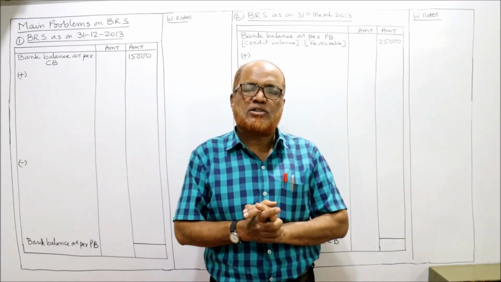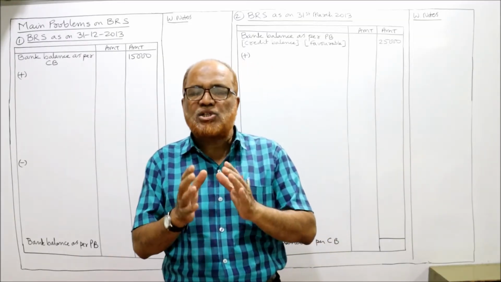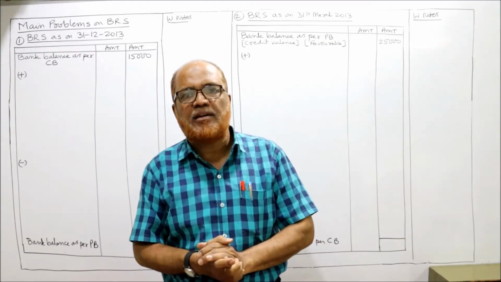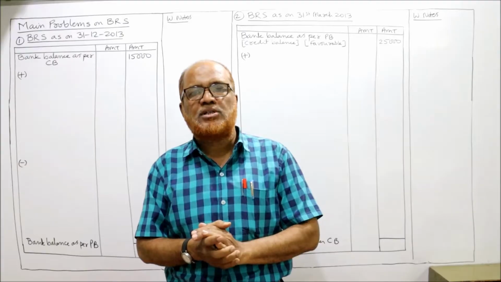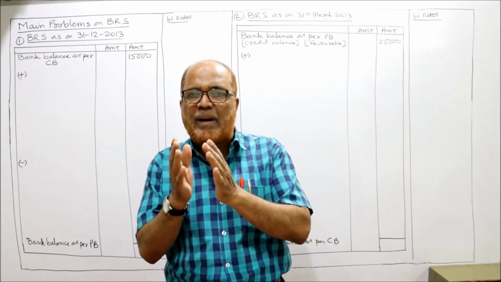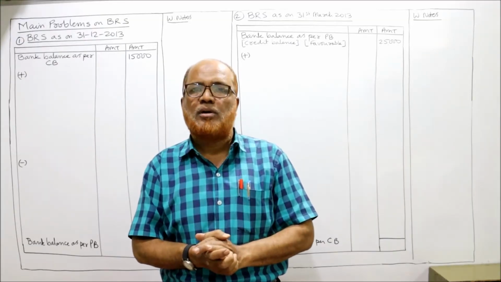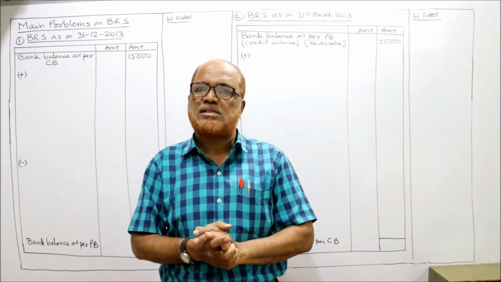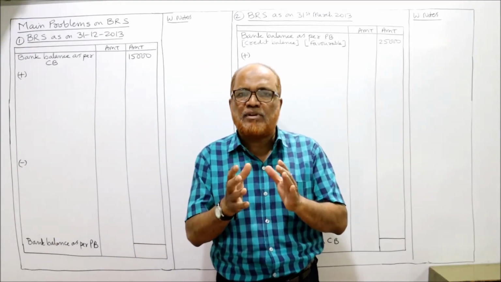Presently, I'm discussing the topic bank reconciliation statement. So already in the last video I have explained to you in detail regarding BRS. What is a bank reconciliation statement? How is it prepared? What are the causes for the difference between bank balance as per cash book and bank balance as per passbook? So how to reconcile both these balances? I have discussed in detail in the previous video.